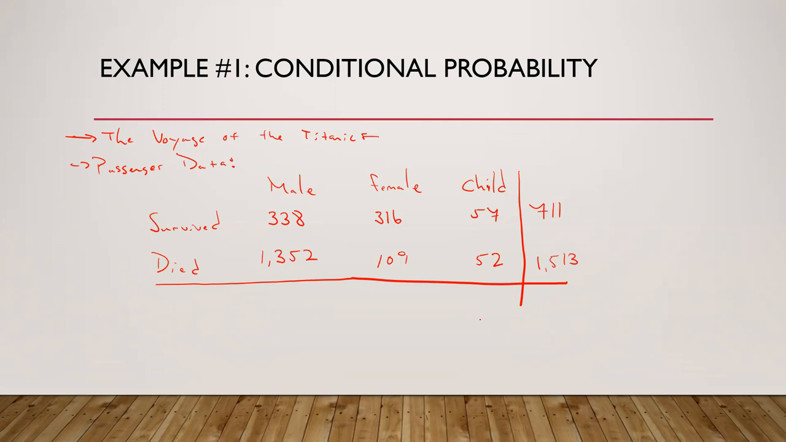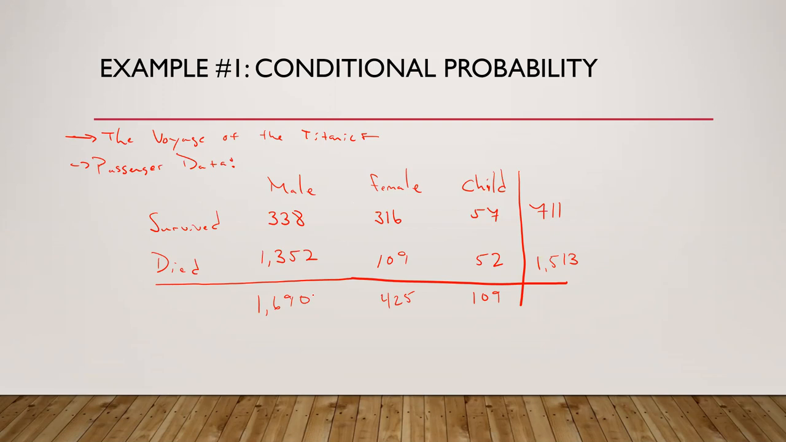So now let's just get counts by if they were male, female, or if they were a child. The number of children on the Titanic were 109. The number of females on the Titanic were 425. And then the number of males on the Titanic were 1,690. Okay.